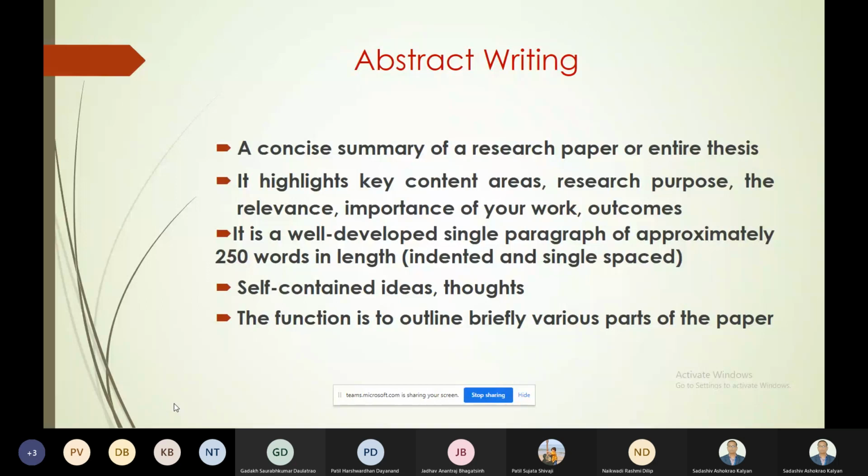Kind of abstract. Okay, so in short, it is nothing but the short summary about all the things that are included in our research. So that is considered as a kind of abstract.